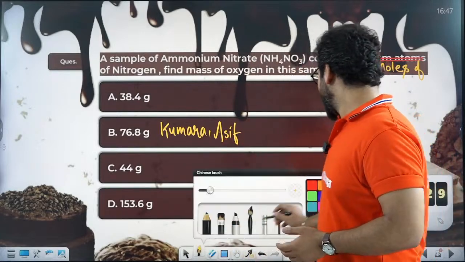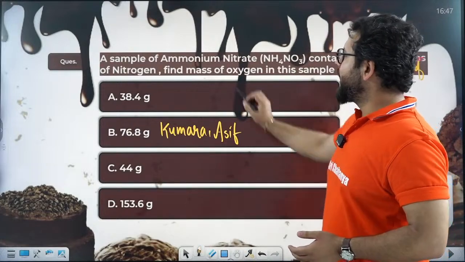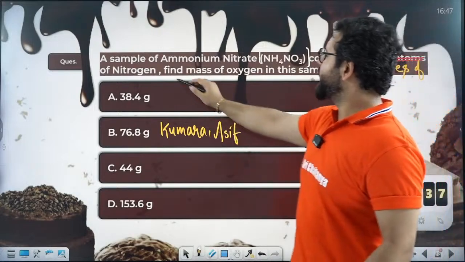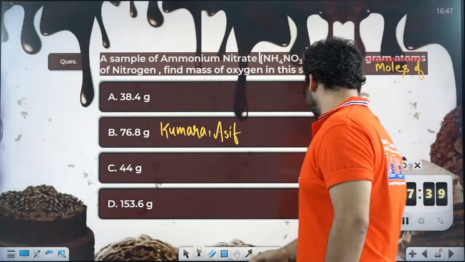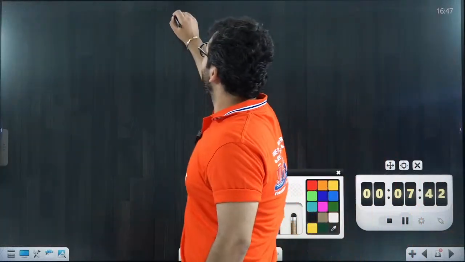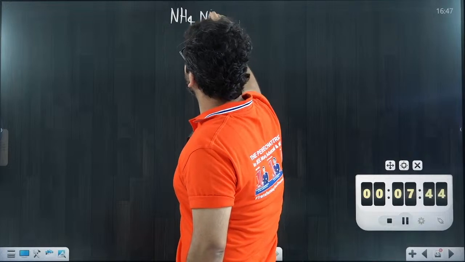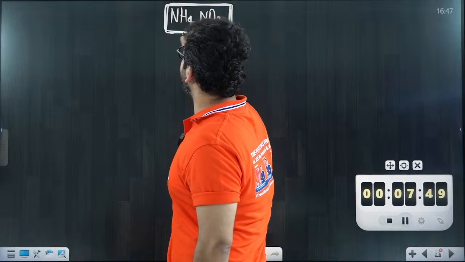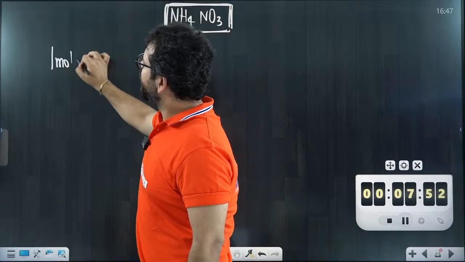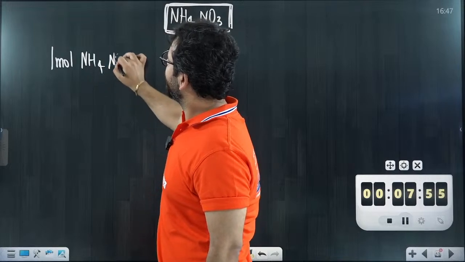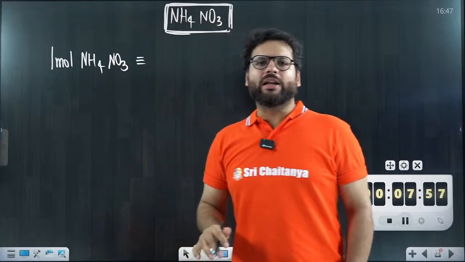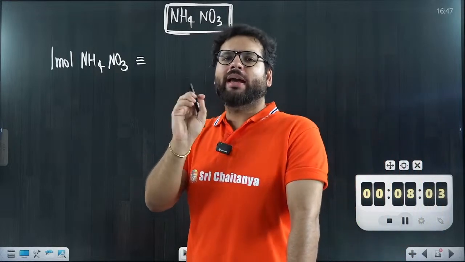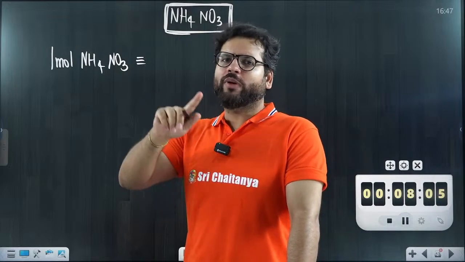B is absolutely correct. You can see here, I'll just solve it. Ammonium nitrate is given to you, NH4NO3. Moles of nitrogen are given, mass of oxygen is asked. All of you see here. Let us know everything about ammonium nitrate in terms of mole concept. I will say 1 mole of this compound. I don't have to know the mass because nobody is asking the mass. I just have to talk about nitrogen and I have to talk about oxygen.